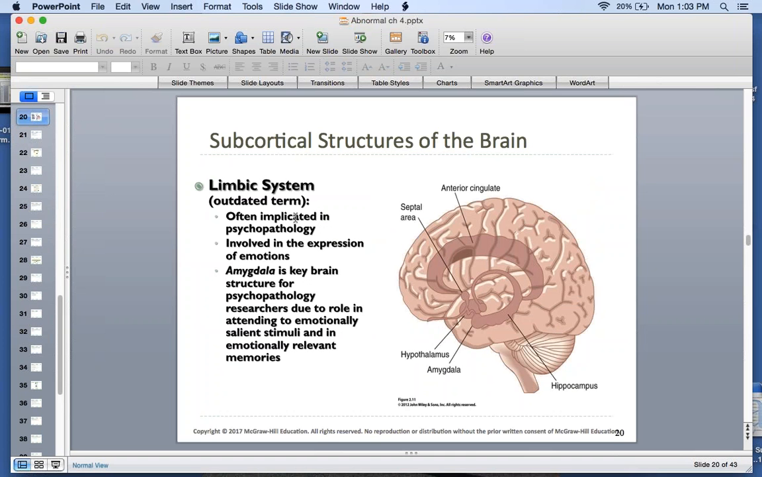A subcortical structure of the brain is the limbic system. The limbic system apparently is an outdated term, but we still use it. The amygdala, right here, we talk about often when we talk about emotion, so anger and fear and things like that.